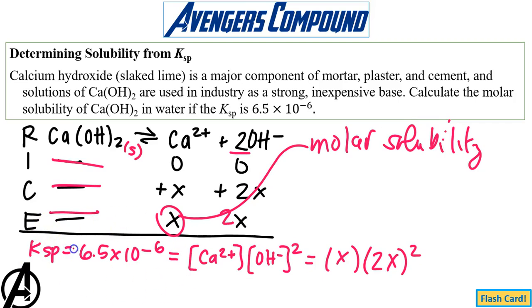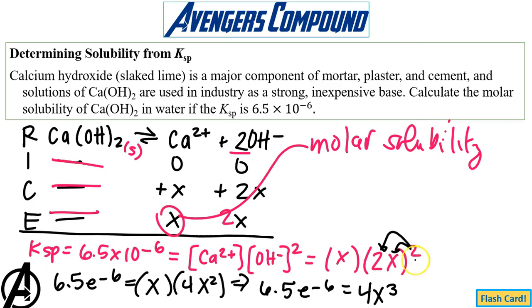We can use that to our advantage if we had to make any assumptions. We're not making any assumptions here, so we move forward. Our Ksp is equal to Ca2 plus multiplied by OH minus squared. So that's going to equal, once we plug our X values in, X times 2X squared. So then I'm going to take 2 squared and then of course X squared, and I get 6.5 times 10 to the negative 6 is equal to X times 4X squared. That's going to give me 6.5 times 10 to the negative 6 is equal to 4X cubed.